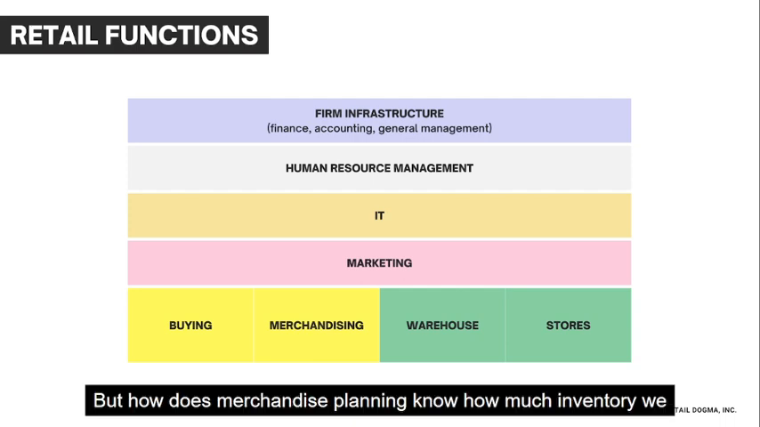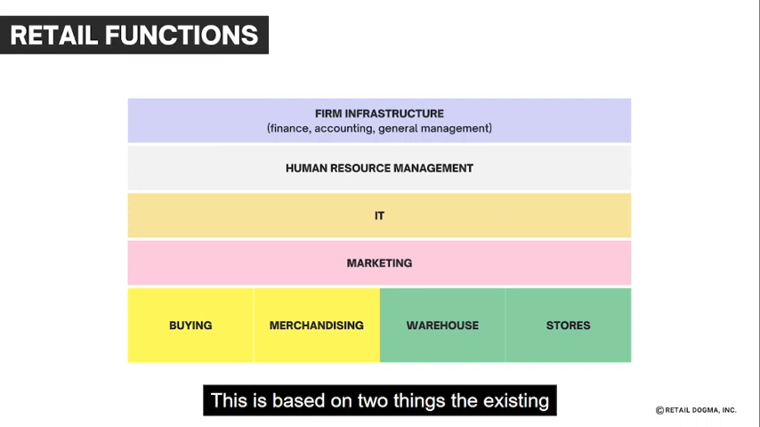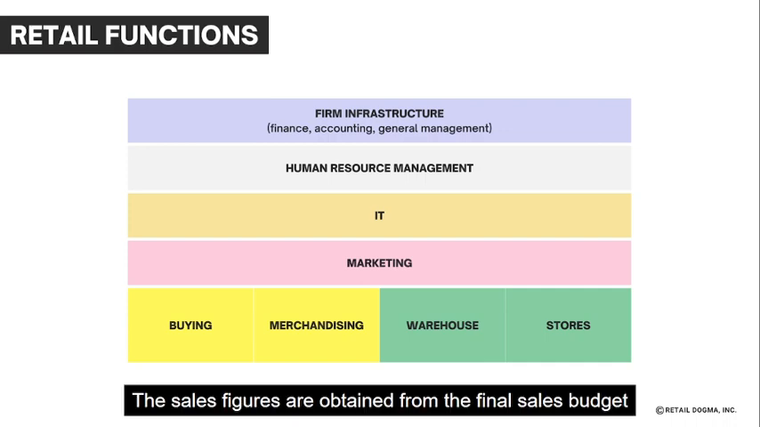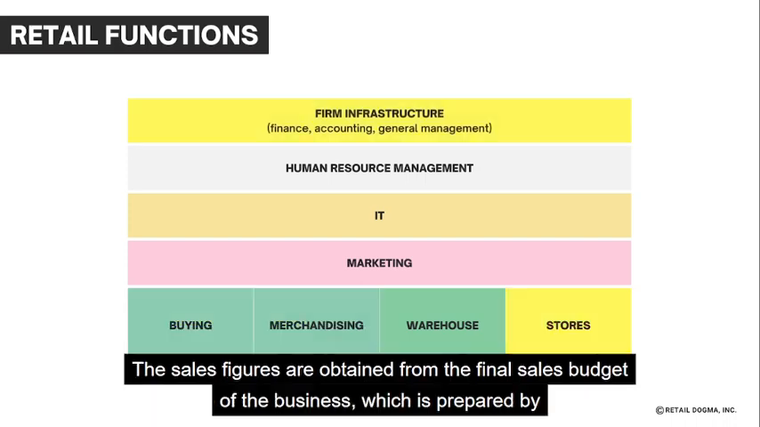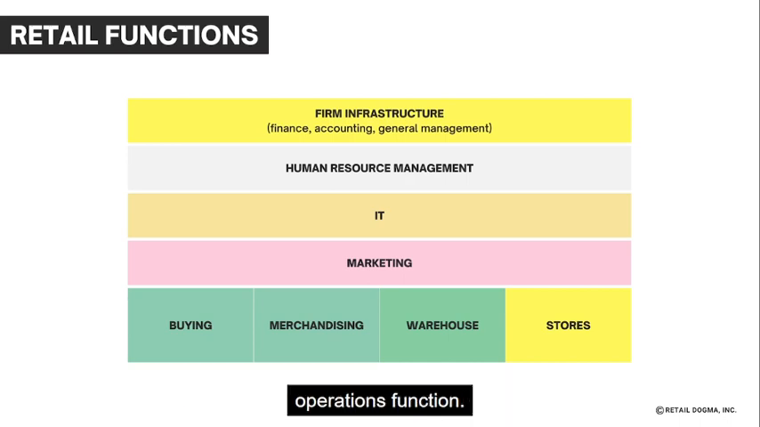But how does merchandise planning know how much inventory we need to buy? This is based on two things: the existing inventory level that we currently have and the forecasted sales that we are expected to deliver. Then a certain amount of new inventory needs to be purchased to support those sales figures and make sure the business has enough inventory cover. The sales figures are obtained from the final sales budget of the business, which is prepared by the finance function in coordination with the operations function.